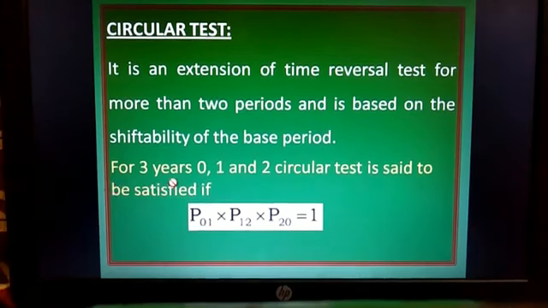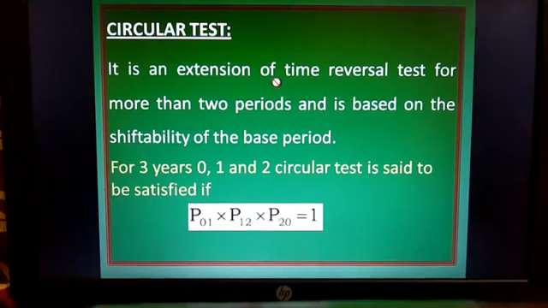For 3 years, 0, 1 and 2, circular test is said to be satisfied if P01 multiplied by P12 multiplied by P20 is equal to 1. As I have said, it is said as circular test. That's why we will be observing in circular manner. Remember that particular phrase, students. Then it is an easier task to understand.